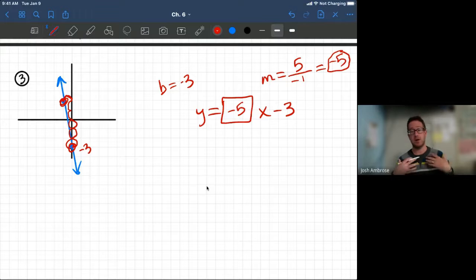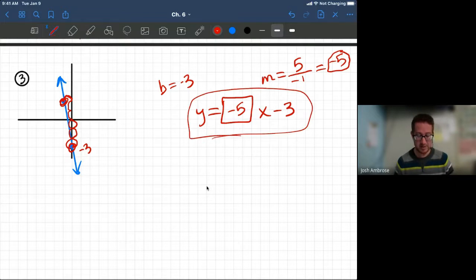Okay, so all they're asking for is the equation. We now filled in the equation there. Y equals negative 5x minus 3. All right, that covers us. Those are the 3 example problems I wanted to show you.